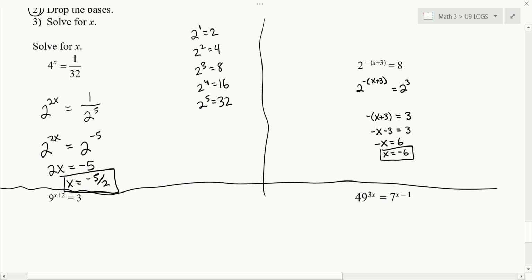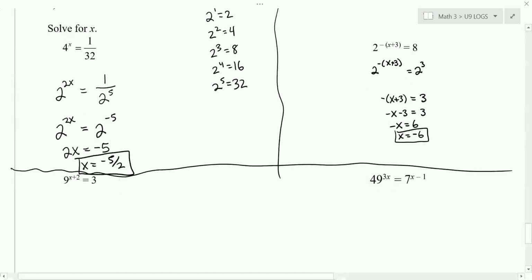Okay, so you try it. 9 to the x plus 2 equals 3. Try that one out. Again, you're modifying your notes here a little bit to match mine, okay? So this would be the third problem. 9 to the x plus 2 is equal to 3.